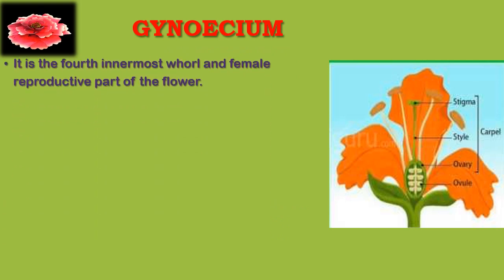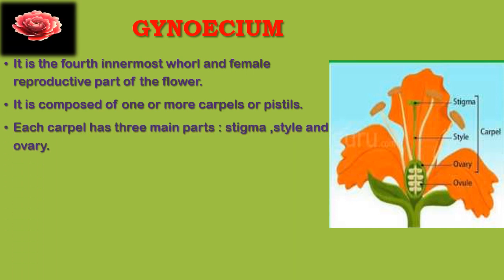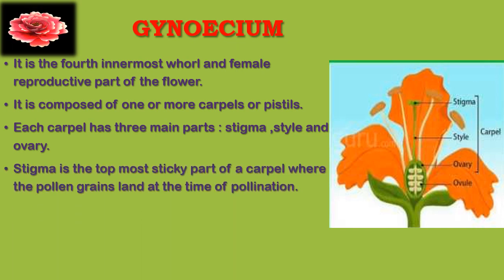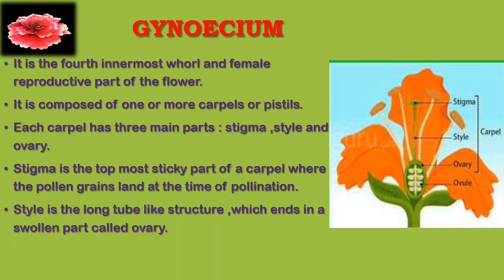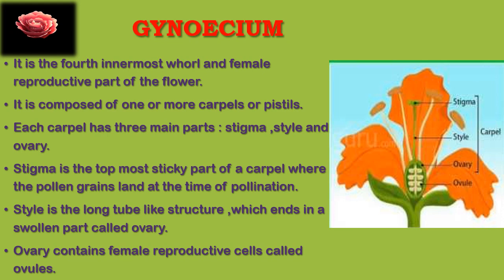Gynoecium. It is the fourth innermost whorl and female reproductive part of the flower. It is composed of one or more carpels or pistil. Each carpel has three main parts: stigma, style, and ovary. Stigma is the topmost sticky part of a carpel where the pollen grains land at the time of pollination. Style is the long tube-like structure which ends in a swollen part called ovary. Ovary contains female reproductive cells called ovules.